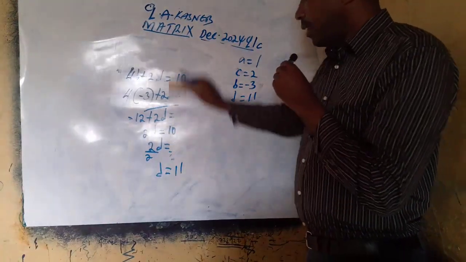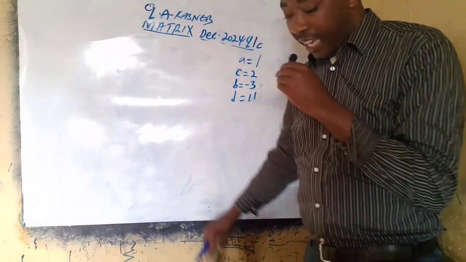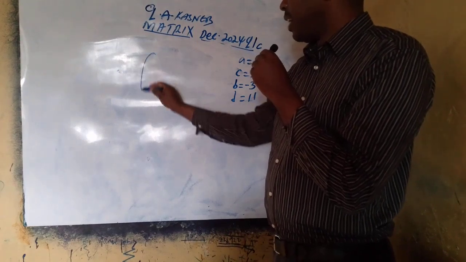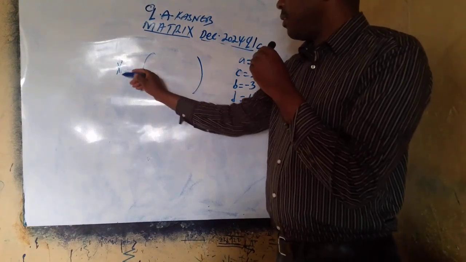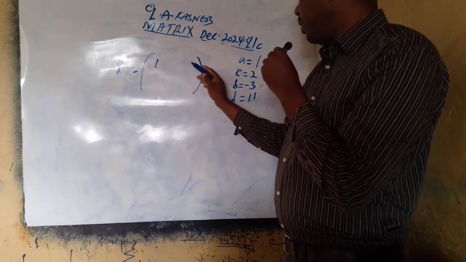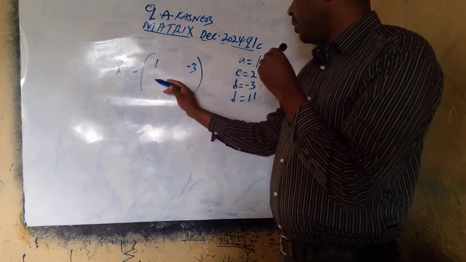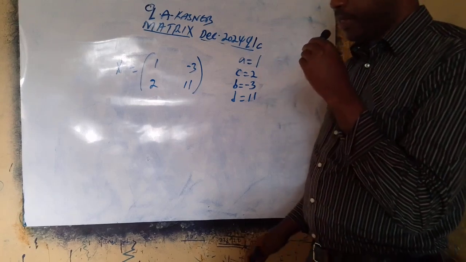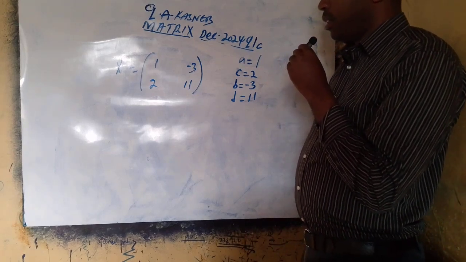That is the answer. So if they have asked you to put them in a matrix, we just come and say x is equals to A, B, C, and D. That is it.